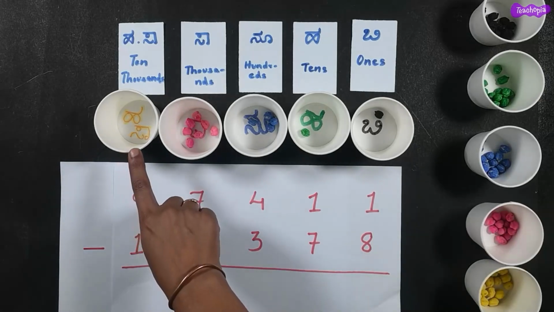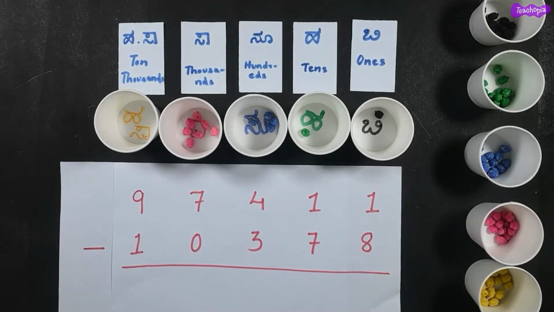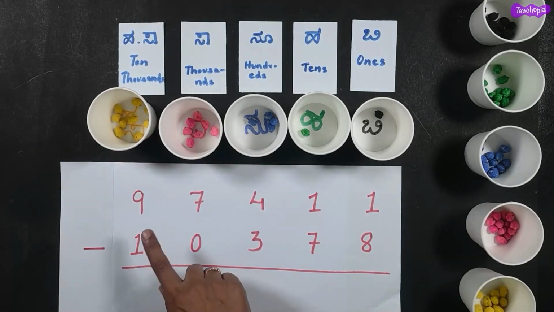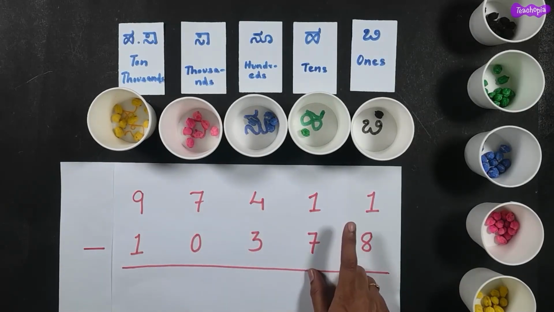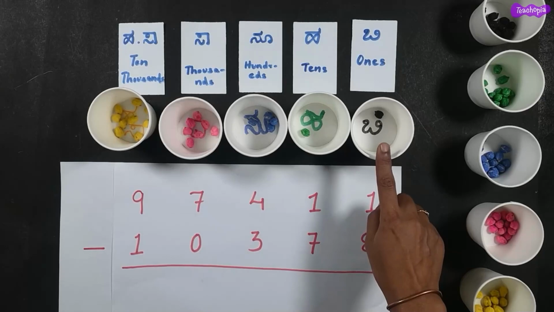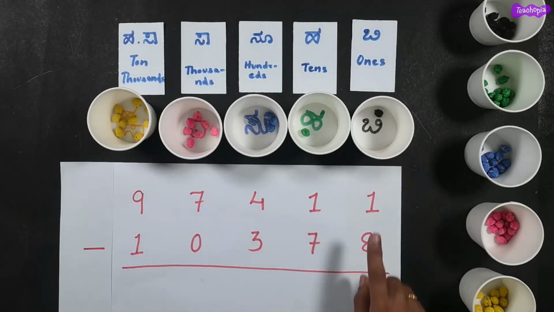In the 10,000s place, we have digit 9. We take 9 yellow colored grains and put them in the cup. We have represented the minuend by using the colored grains in the cups. We have to subtract the subtrahend from the minuend to get the difference. This means from the cup at the units place with the black grains, we have to take out 8 black grains. But this is not possible because there is only one black grain in the cup at the units place.